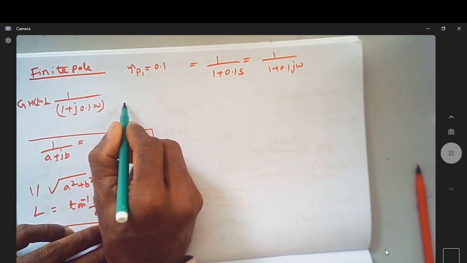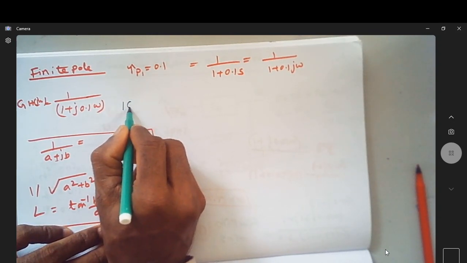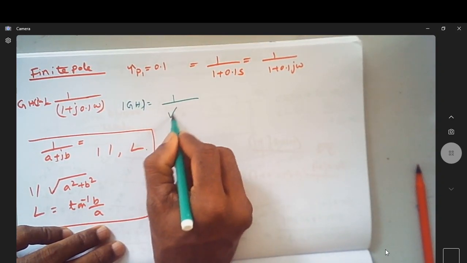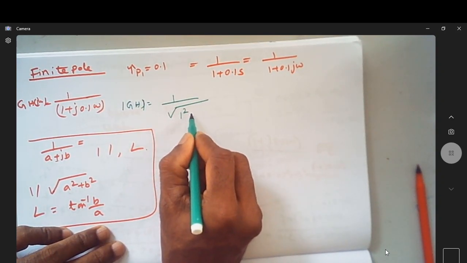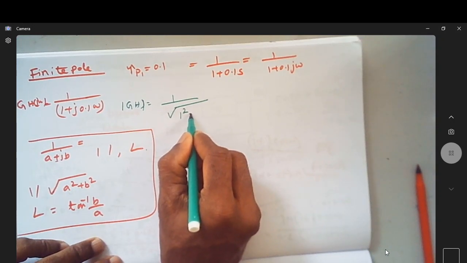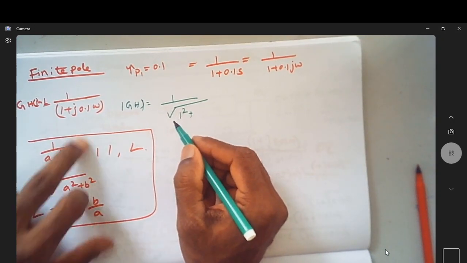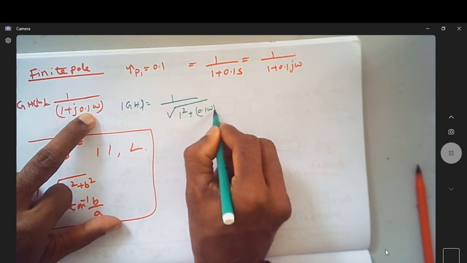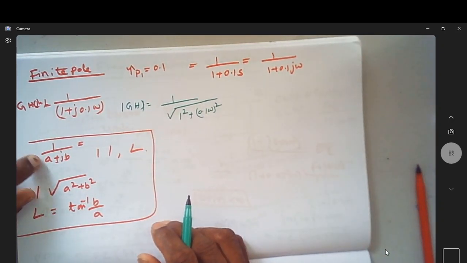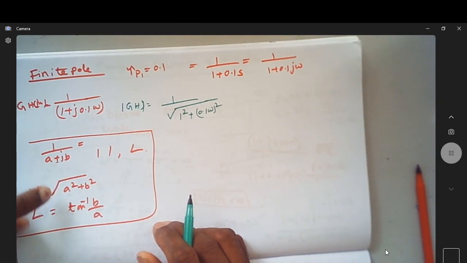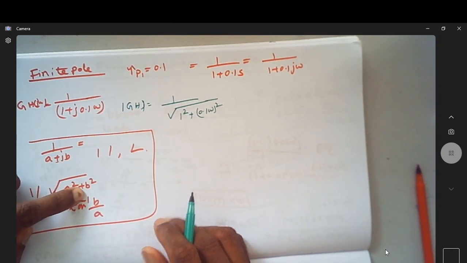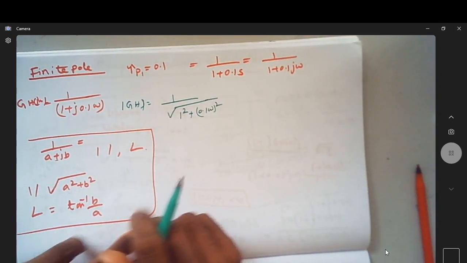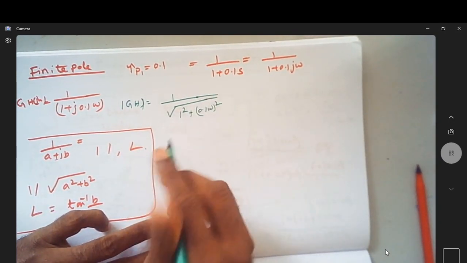Shall I try to find what is the magnitude of this? Magnitude of G into H is nothing but 1 over root of 1 square plus, what is this b? In place of b you have 0.1 omega. Can you see it is 0.1 omega whole square? So as you have a plus jb is written as under root of a square plus b square, in place of a you have 1, in place of b you have 0.1 omega.